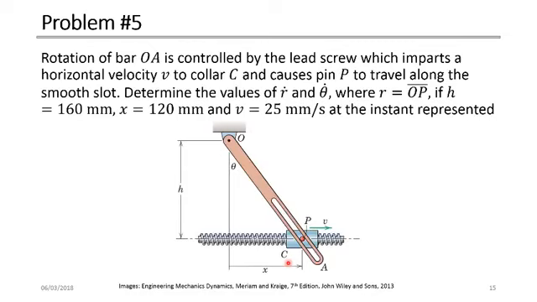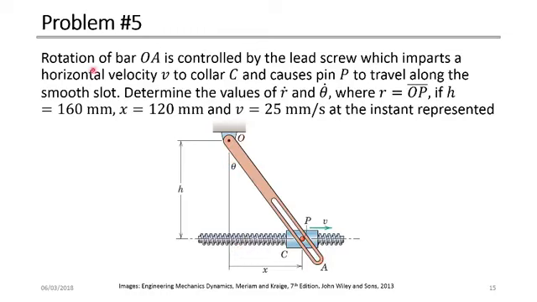Here is your last example, where we have a bar called OP, a screw, and a collar. We can control the motion or the rotation of this arm using the screw. By rotating the screw, the collar moves forward and backward, and this pin slides up and down, and at the same time it rotates the arm OA. The total arm is OA.